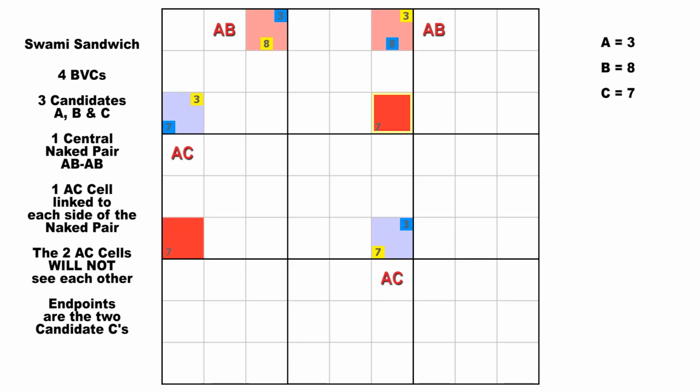Here we get both. So the conditions for a sandwich pattern are that you start with a naked pair of AB, and then you need 2 other cells, AC and AC, such that one of the AB cells of the naked pair can see one of the AC cells, and the other AB cell can see the other AC cell. And once you have that, you can eliminate any other candidate C that can see both the AC cells. All right, let's take a look at a few more examples.